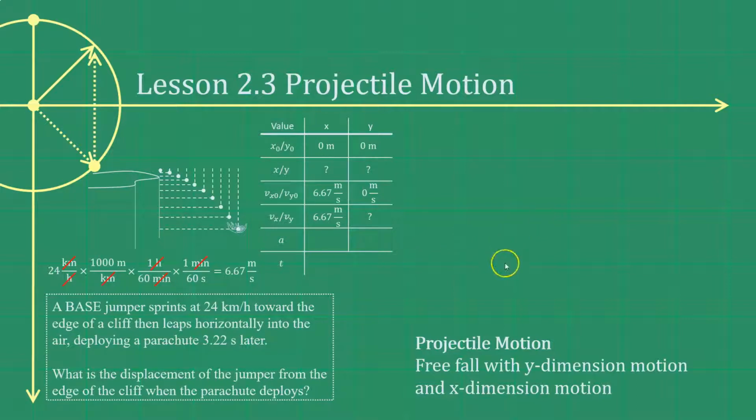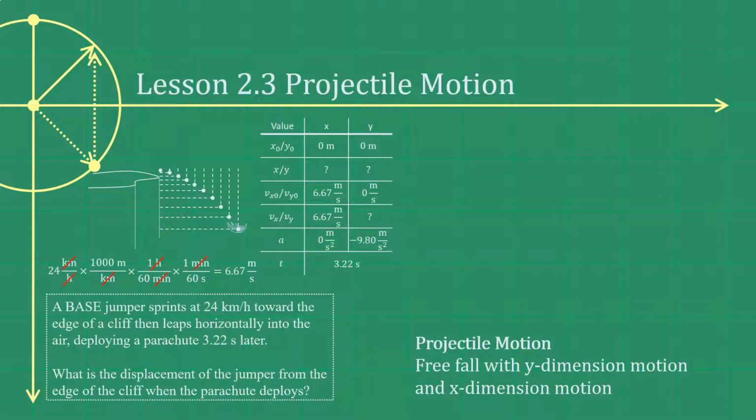I will need acceleration, though. In the x dimension, acceleration is 0 meters per second squared. In the y dimension, it's negative 9.80 meters per second squared. And then finally, I'm given a time of 3.22 seconds, and that applies to both dimensions. That time applies to the x the same as it applies to the y, because my object is moving in both dimensions in that amount of time.